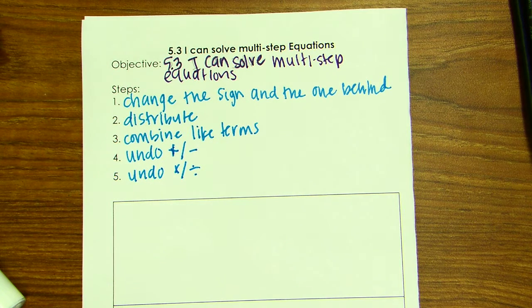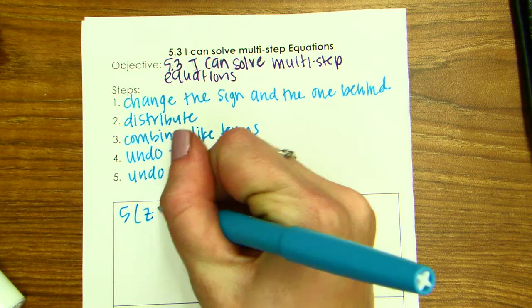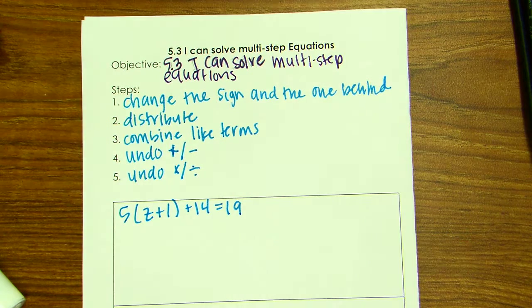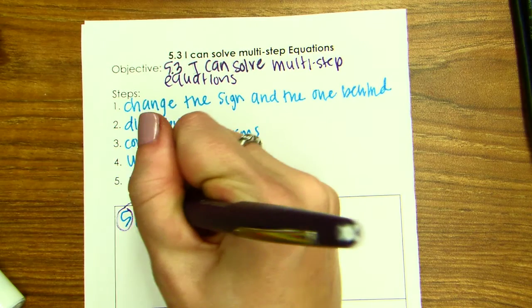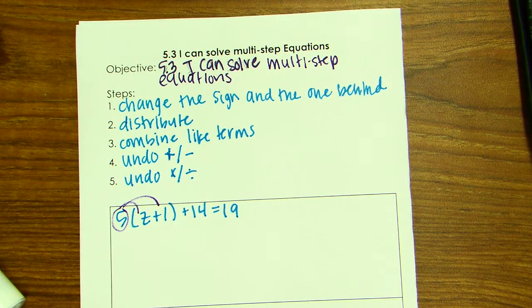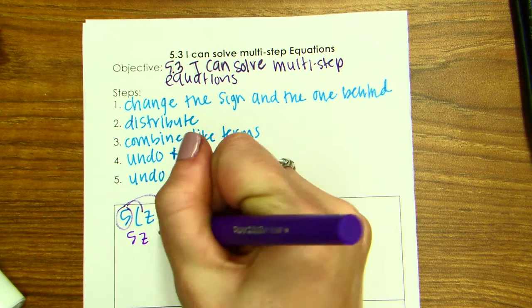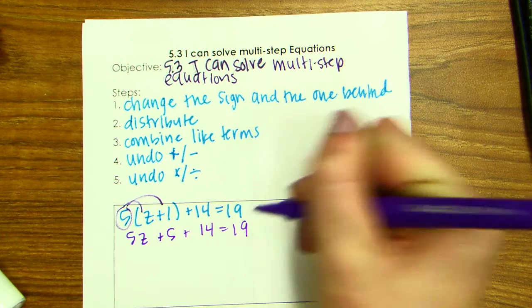Let's do a couple examples. So the first one is going to be, let's do 5 times z plus 1 plus 14 equals 19. Okay, I can't change the sign in the one behind because there's no subtraction, so I'll distribute first. When I distribute, I get 5 times z is 5z, 5 times 1 is 5, plus 14 equals 19.